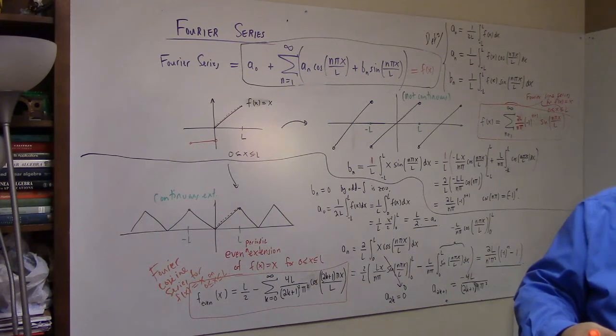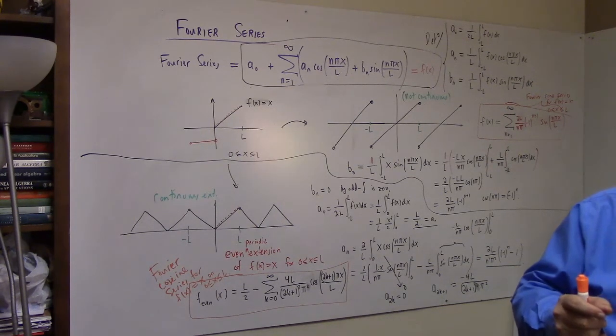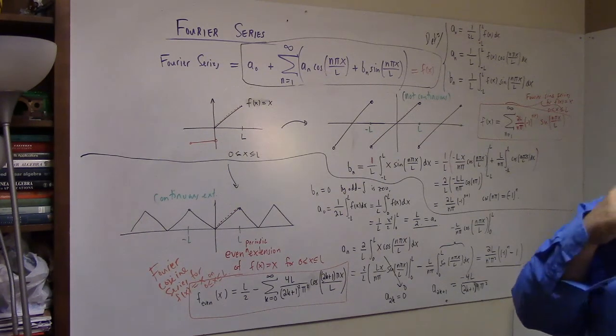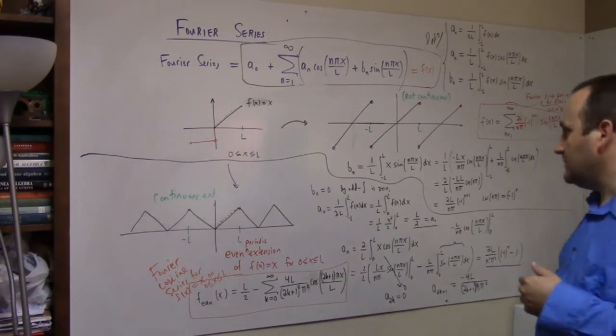And what that means is it just matches f of x where f is continuous, and on jump discontinuities it gives you the average of the left and the right limits, usually.